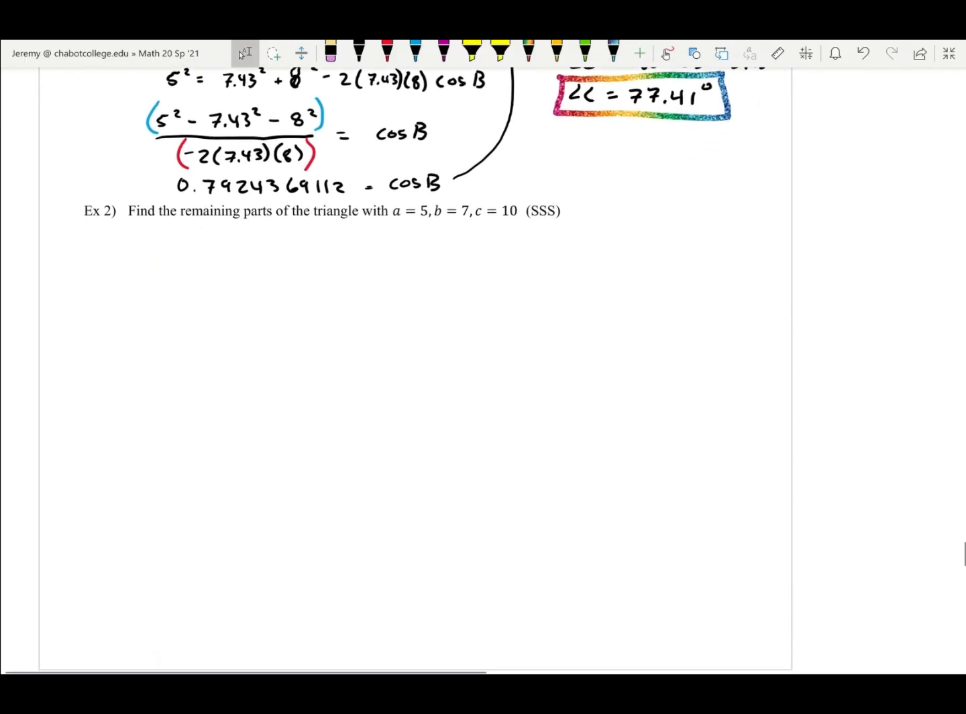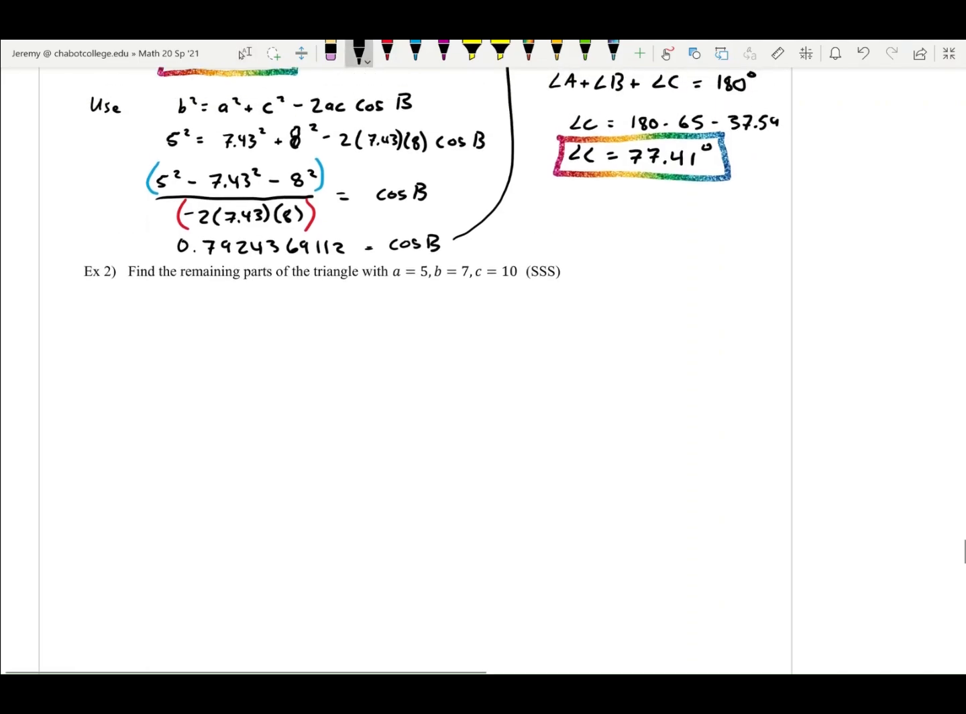Let's look at another example where we're given all 3 sides. So we want to find the remaining parts, so really the 3 angles of a triangle with side lengths 5, 7, and 10. So just like always, I'll quickly draw this thing out. So we're going to have an angle A, angle B, angle C. And okay, so side length A is going to be over here, side length B is going to be here, side length C is going to be here.